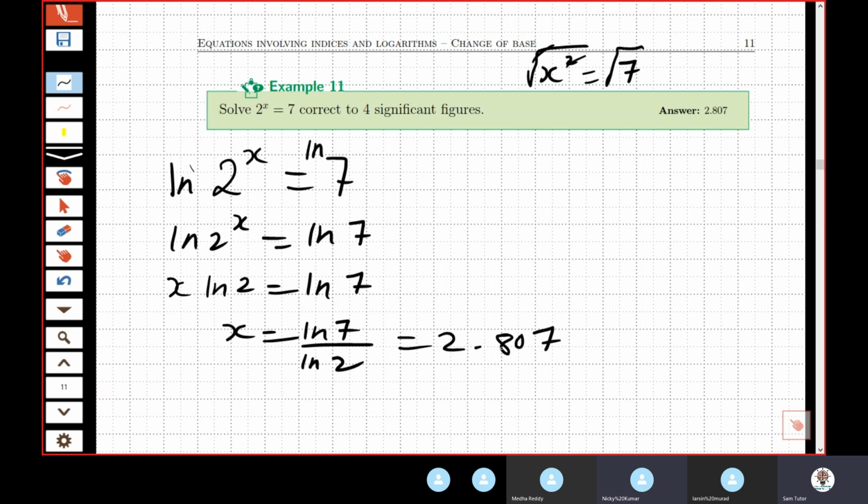Wait, but would you actually plug in ln or log? Yes. No, that's what I mean. I want you guys to get used to ln. Okay. ln is log, it's just a different base, but I want you to more plug in ln. Even if I ever write log 7 over log 2, I want you to write ln 7 over ln 2.